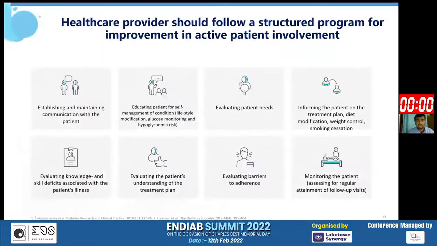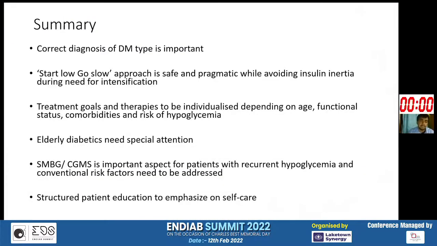So last but not the least, we have to follow a structured patient education program for improvement in active patient involvement. We have to establish and maintain communication with the patient. We have to educate the patient for self-management of the condition. And we have to inform the patient on treatment plan and diet modification. So that's how we can manage the diabetes safely.